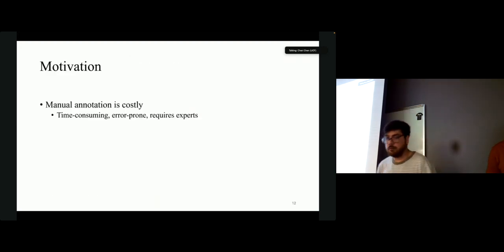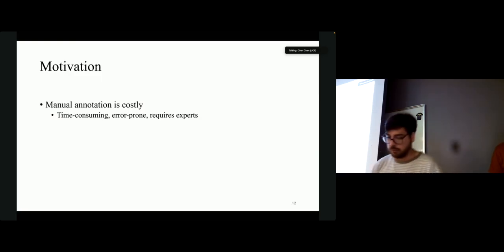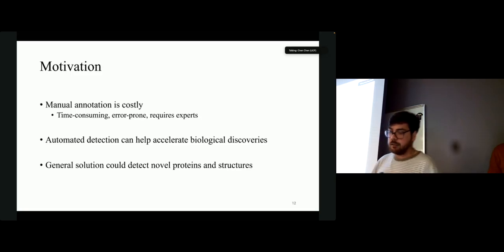The motivation for our project is that manual annotation of these proteins is pretty hard. They use these ET tomograms to reconstruct the 3D protein, but annotating one is not enough. They need to annotate a lot of them, and manual annotation requires an expert, and it's very costly, because you need to annotate on the scale of 1,000 of the same protein in order to have a good 3D reconstruction. With automatic detection, we accelerate discoveries, and ideally we want a general solution that can detect novel proteins, which can then enable fast 3D reconstruction.